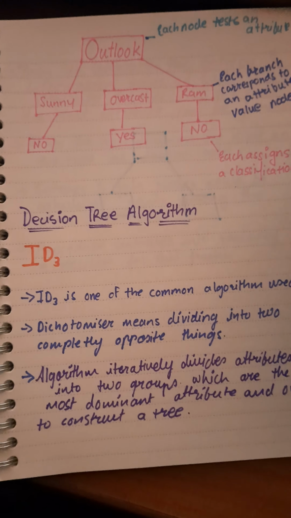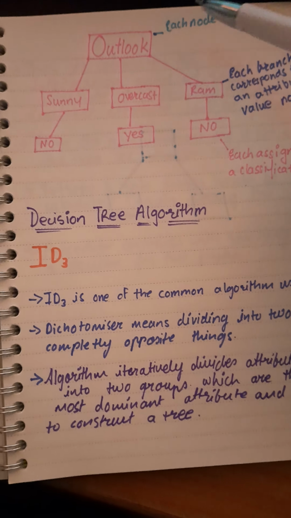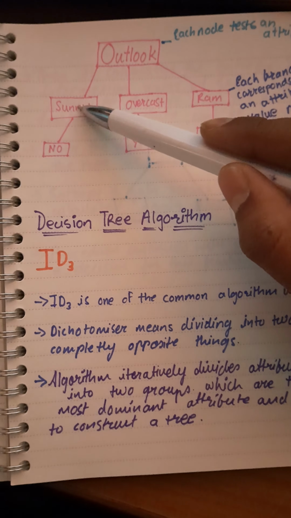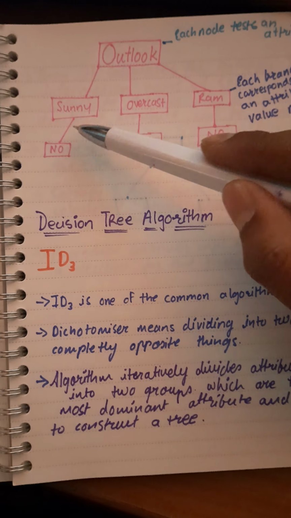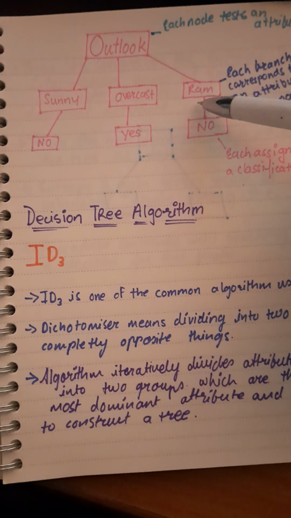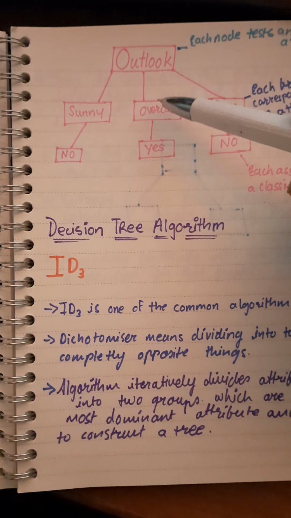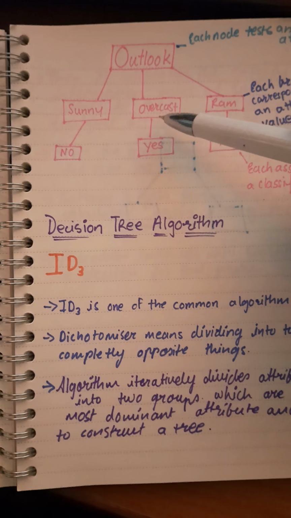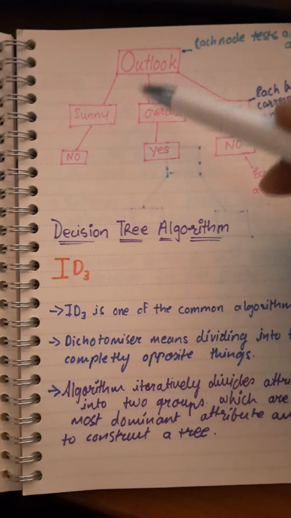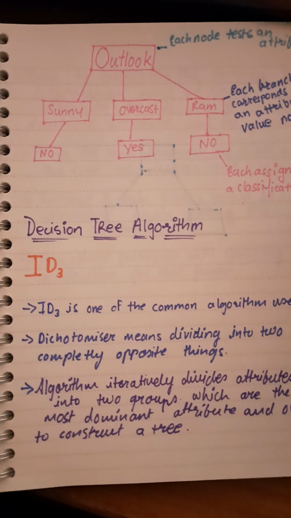Okay, so we'll take a simple example. Let's suppose a person wants to go out. If there's sunny weather outside, the person doesn't want to go, and if there's rain outside, the person doesn't want to go. But when there's overcast, you will go outside, right? So these are the decisions you make by taking different decisions.